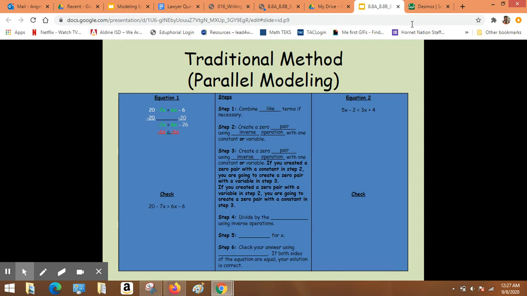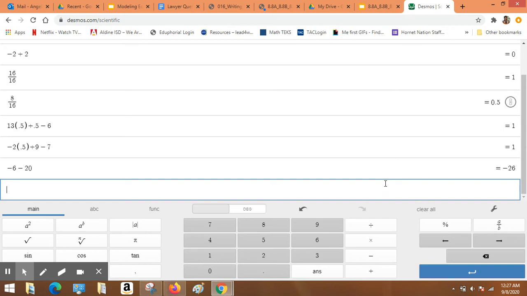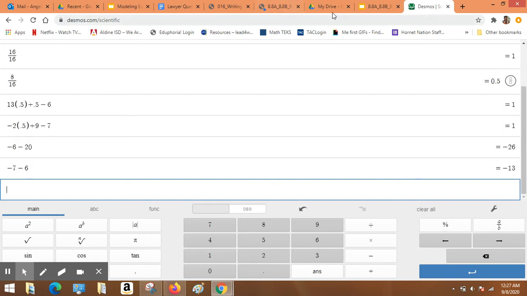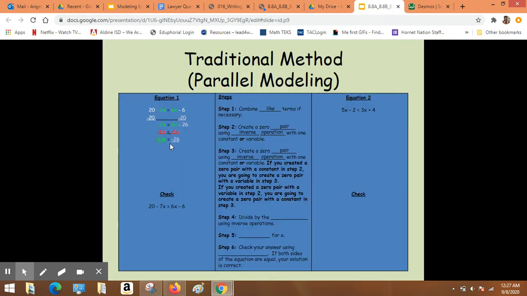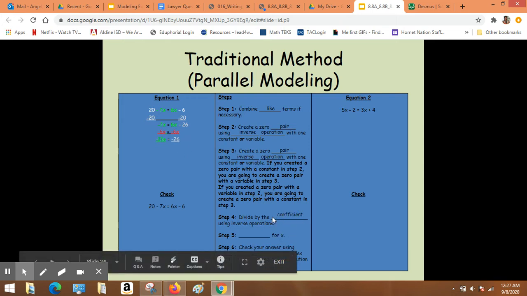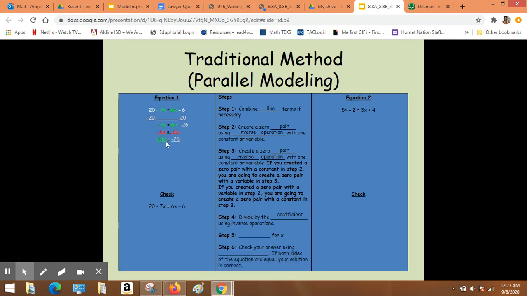Okay, so negative 7 minus 6 gives me negative 13. So now I have negative 13x equals negative 26. So bring down your constant. Okay, last step. You're going to divide by your coefficient using your inverse operation. So I have to do the opposite of multiplication, which is division. So divide by negative 13.